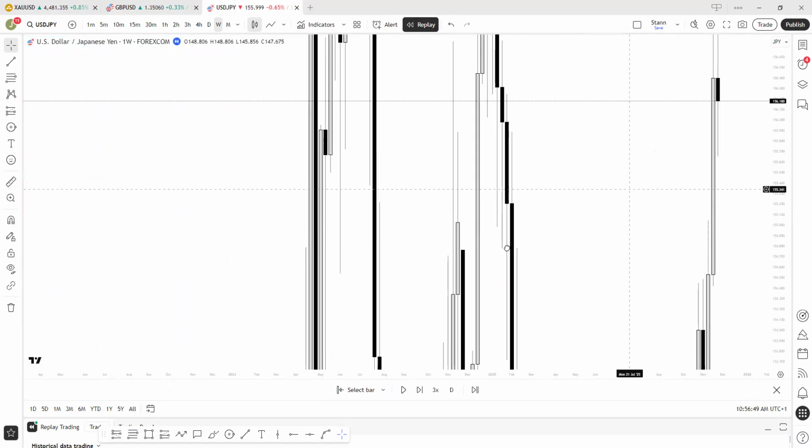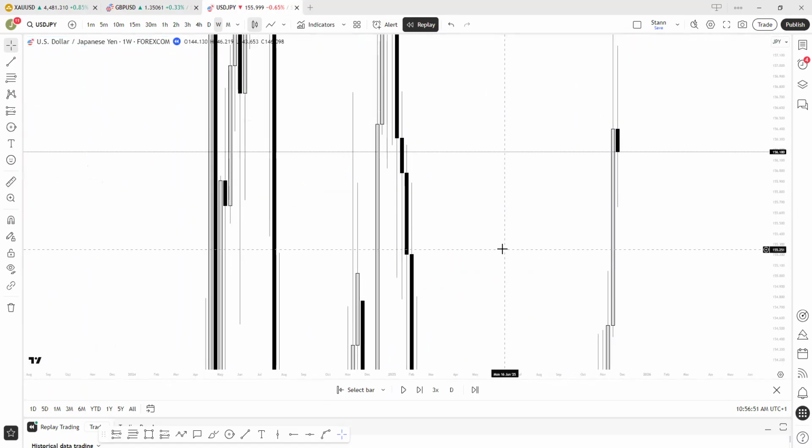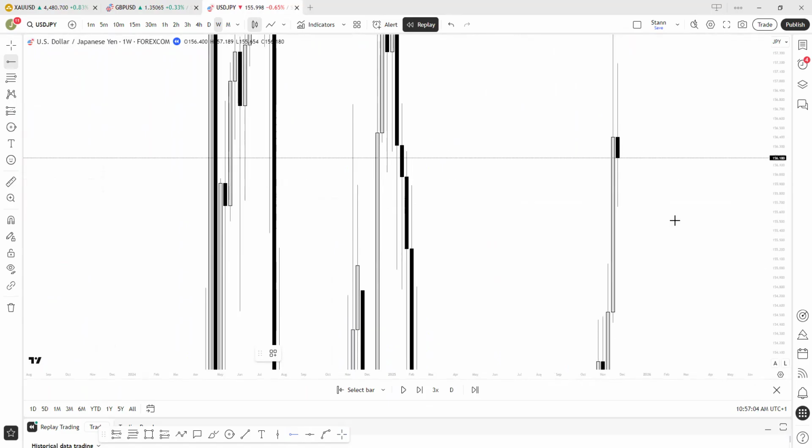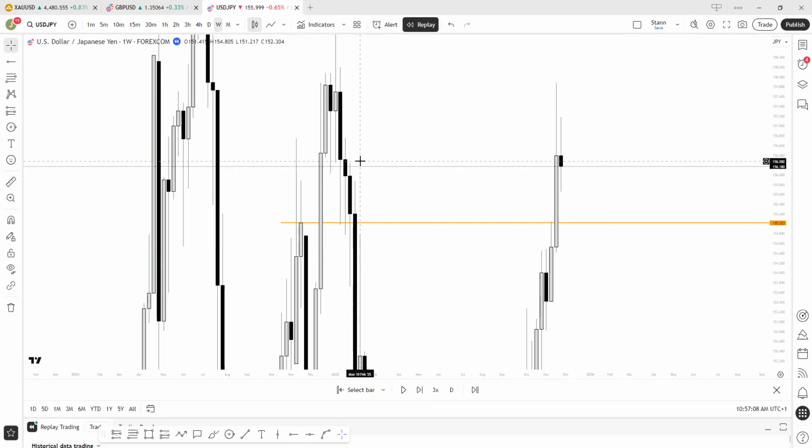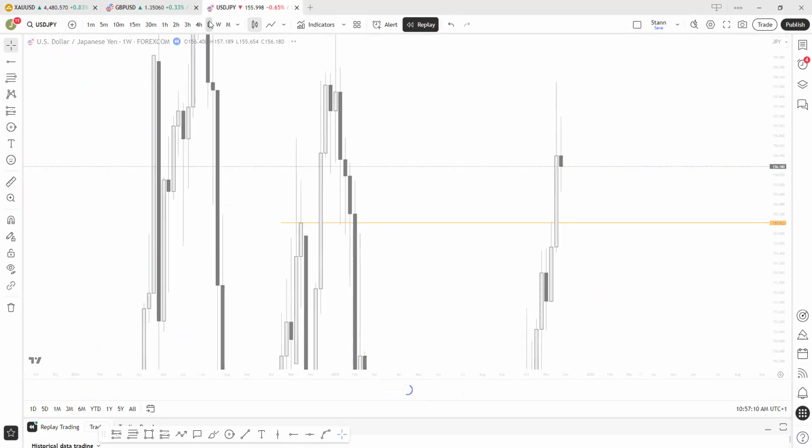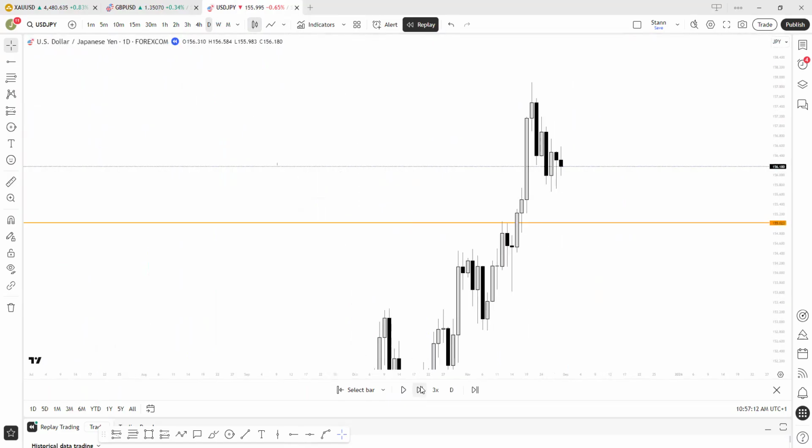Now I told you guys, when you have a 4-hour rejection, you have a 2-hour breakout. When you have a daily rejection, you have a 4-hour breakout. When you have a weekly rejection, you have what? A daily breakout. So looking at this right here, let's look at our weekly levels. This is a weekly level right here, right? Coming on the daily time frame, price rejected right there. That's a rejection.